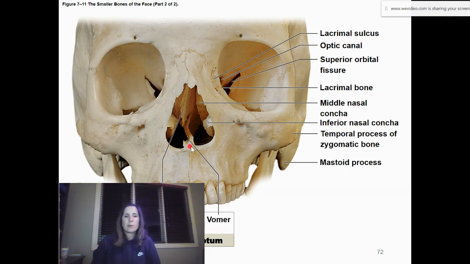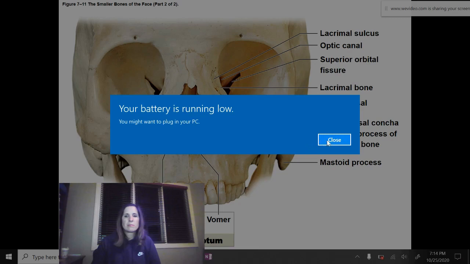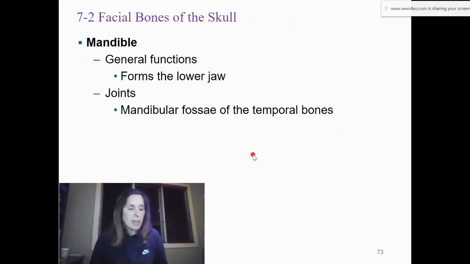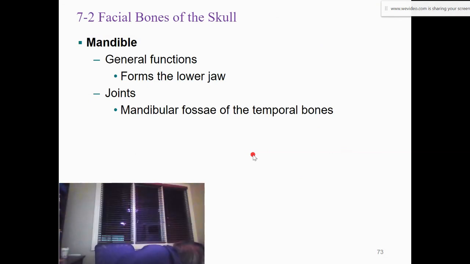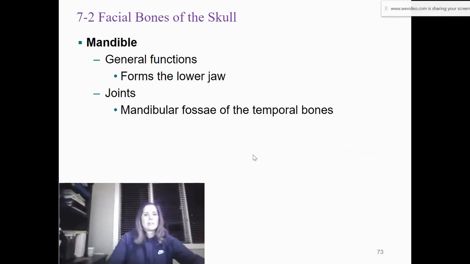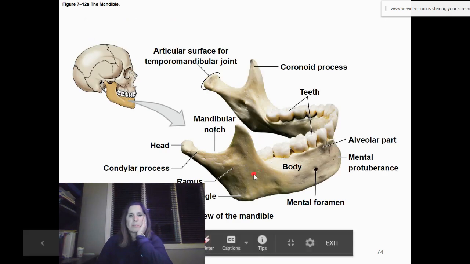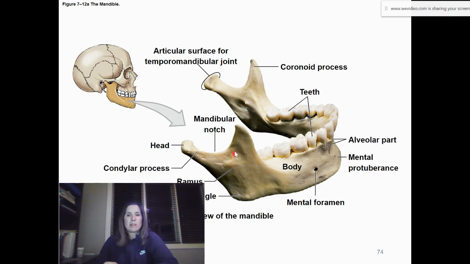Here's the vomer. The mandible, that is your lower jaw. And it articulates with the temporal bone. And so here's your mandibular, the mandible.